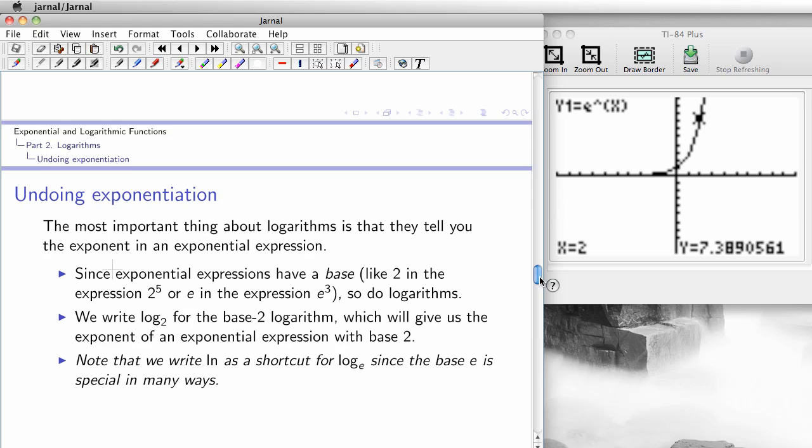The best way to think about logarithms is as undoing exponentiation. So what I mean by that is if you have a log with a certain base and an exponential expression with the same base, then the log and the exponential function will sort of undo each other. They're inverses of each other.